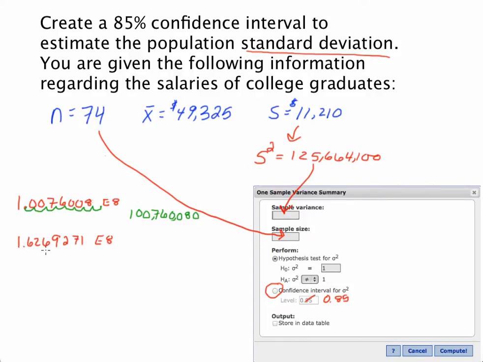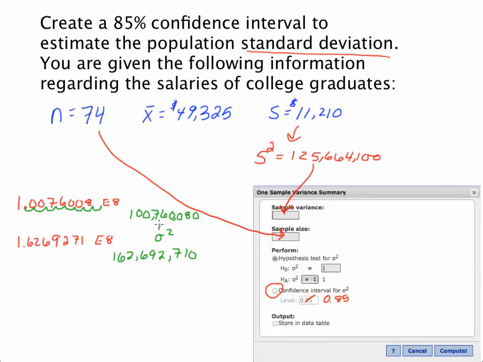For the upper bound, I will also move this 8 places to the right, and what you're going to get is 162,692,710. I'm sorry, 162 million, 692,710. And this is, again, if you move it 1, 2, 3, 4, 5, 6, 7, 8 places to the right, this is the number that you get. Now these are the lower limit and the upper limit for the population variance.